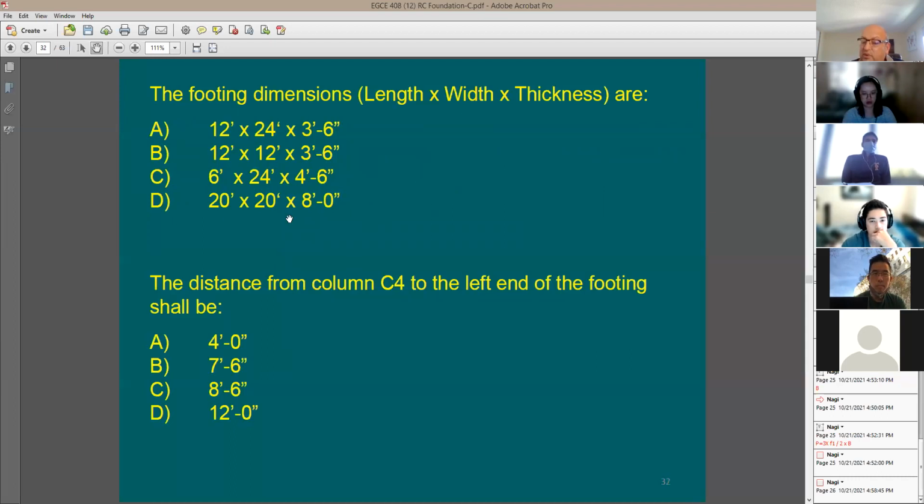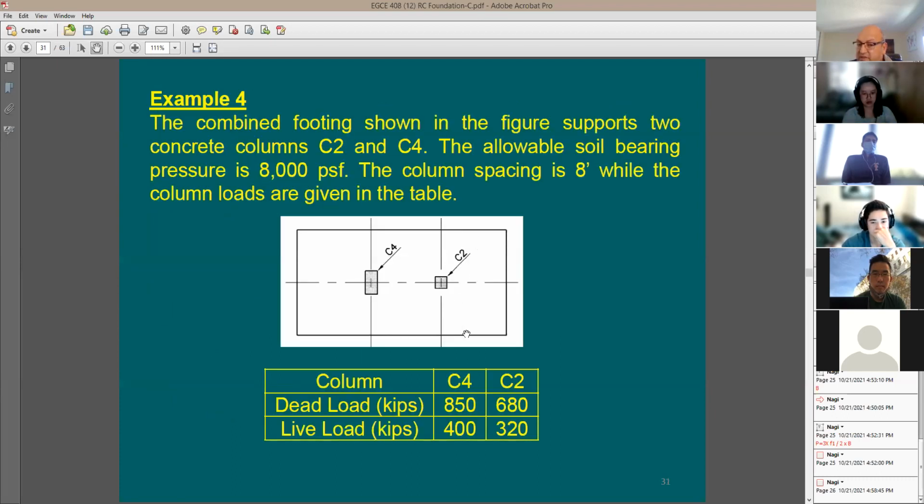Should I go with 20 by 20 feet? Does it make sense? I have two columns spaced this way. I'm going to say the footing is going to be like this. Because in your design, what you're trying to do here is keep this cantilever length on this side to be kind of close to the value of this cantilever length on the other side, as much as you can.